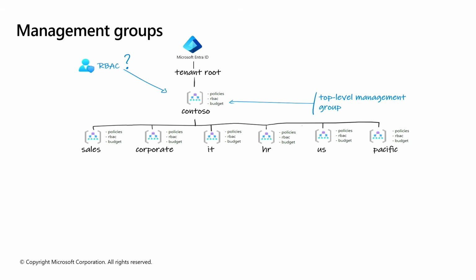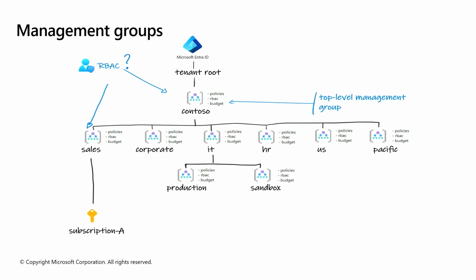We can then provide the right access to the right team. The sales groups can have access only to their management group, for example. They get their own subscription to scale freely without interfering with other teams. The IT workloads are divided into production and sandbox, so new development will not impact our running environment. Our production might need more than one subscription to scale or for isolation.